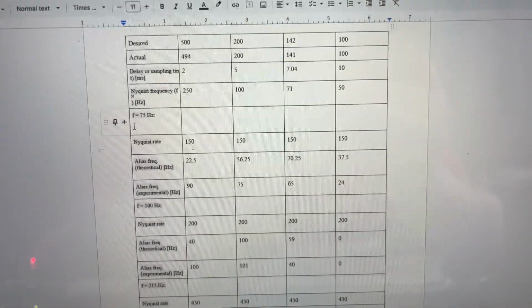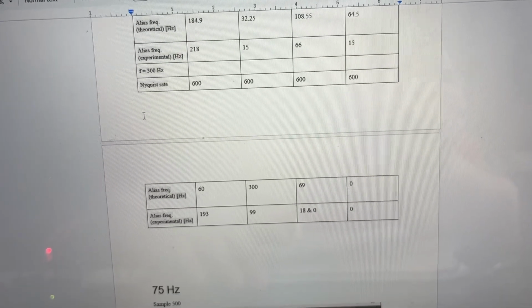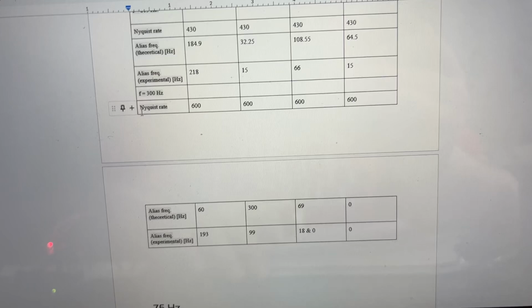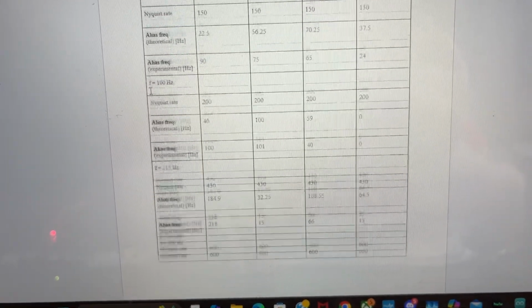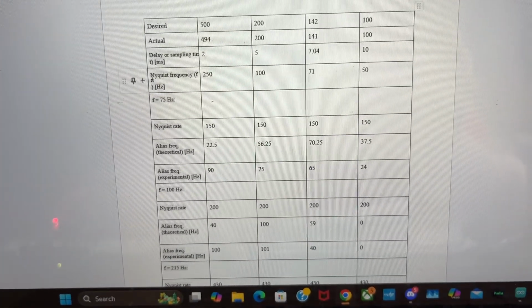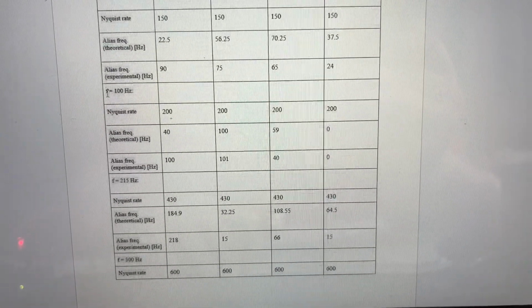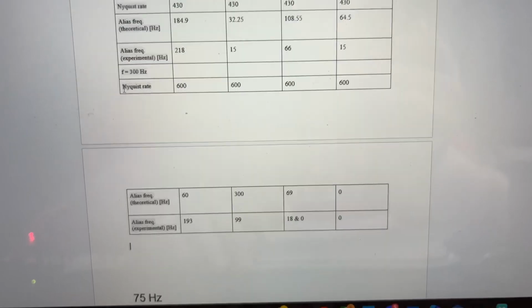So this is the filled out table. Generally, for the 500 hertz as the sampling frequency, there's a lot of deviation between experimental and theoretical alias frequency. But for the rest of them, they generally follow it pretty well.